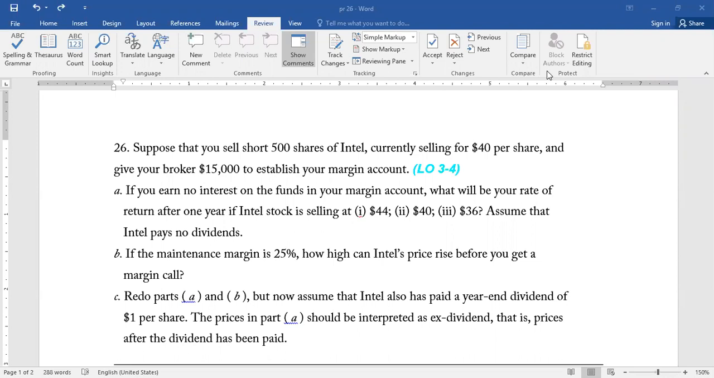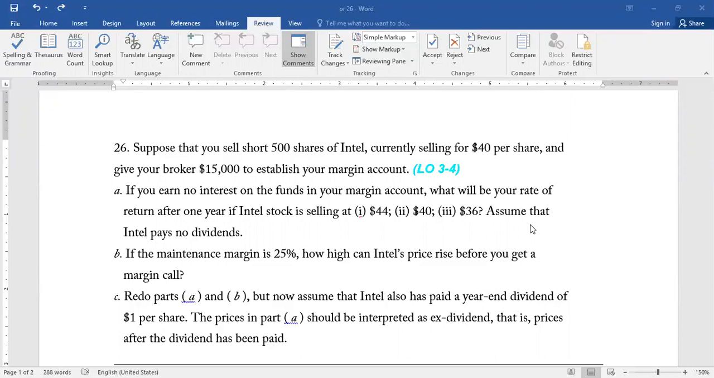All right, so this is problem 26. It says, suppose that you sell short 500 shares of Intel, currently selling for $40 per share, and give your broker $15,000 to establish your margin account. So part A, if you earn no interest on the funds in your margin account, what will be your rate of return after 1 year if Intel stock is selling at 1, $44, part 2, $40, and part 3, $36. Assume that Intel pays no dividends.